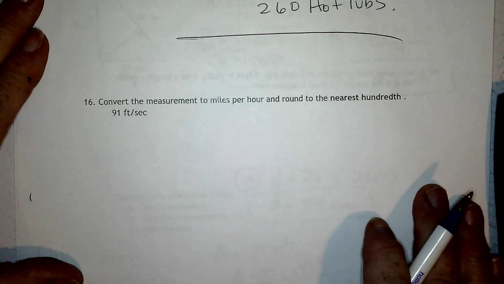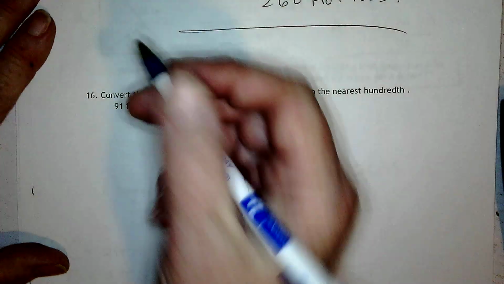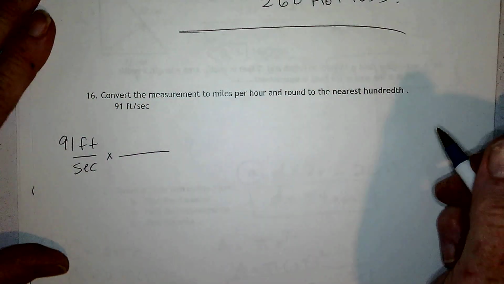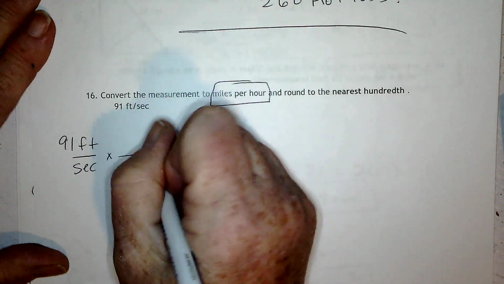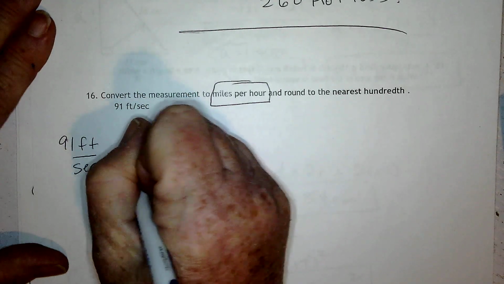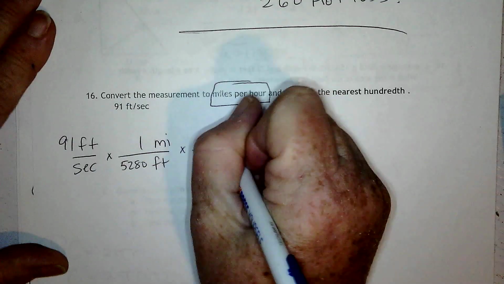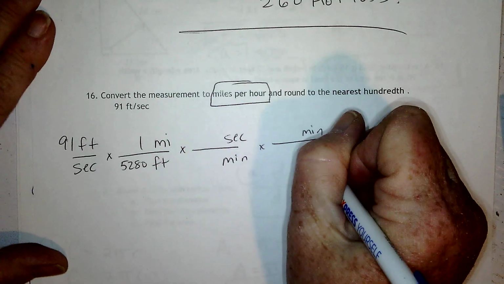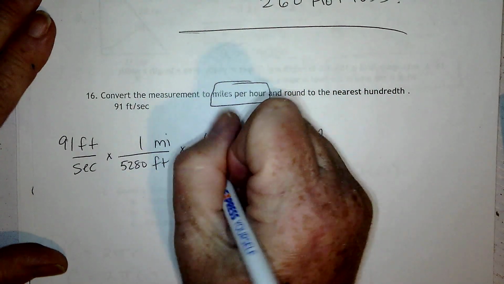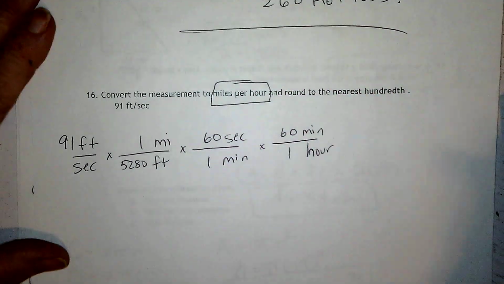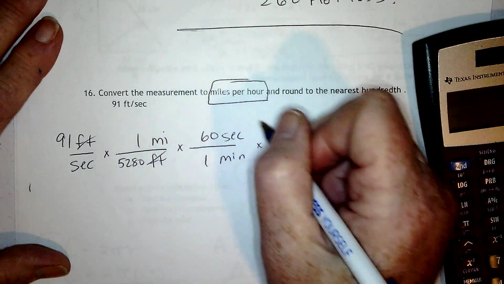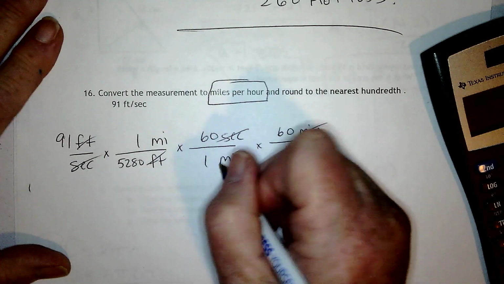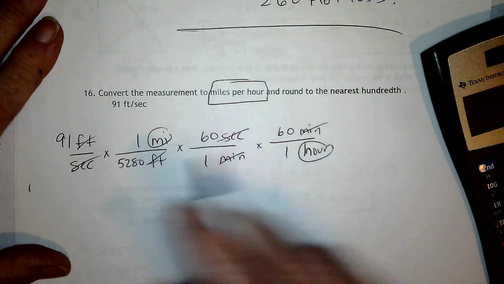Convert the measurement to miles per hour and round to the nearest hundredth. So we have 91 feet per second, and we want to go to miles per hour. We go from feet to miles: there are 5,280 feet in a mile. Then from second to minute, and minute to hour: 60 seconds in a minute, 60 minutes in an hour. Multiply straight across, feet are gone, seconds are gone, minutes are gone. I'm left with miles per hour, which is what I wanted.